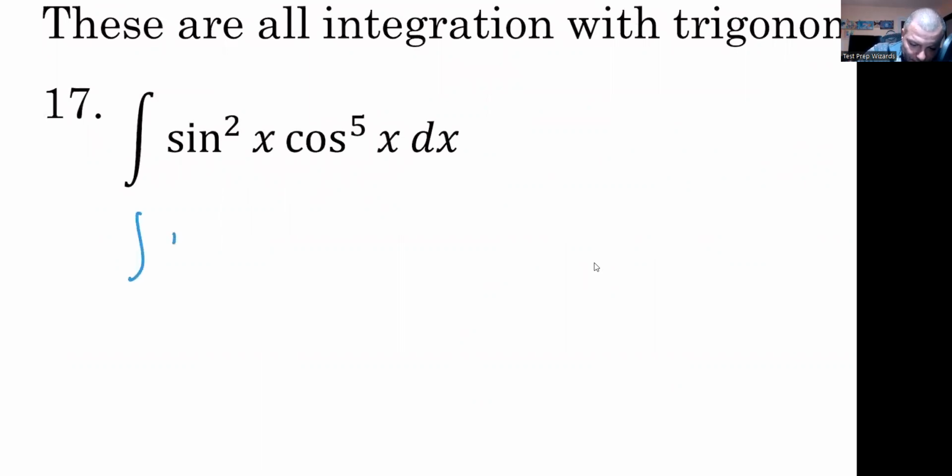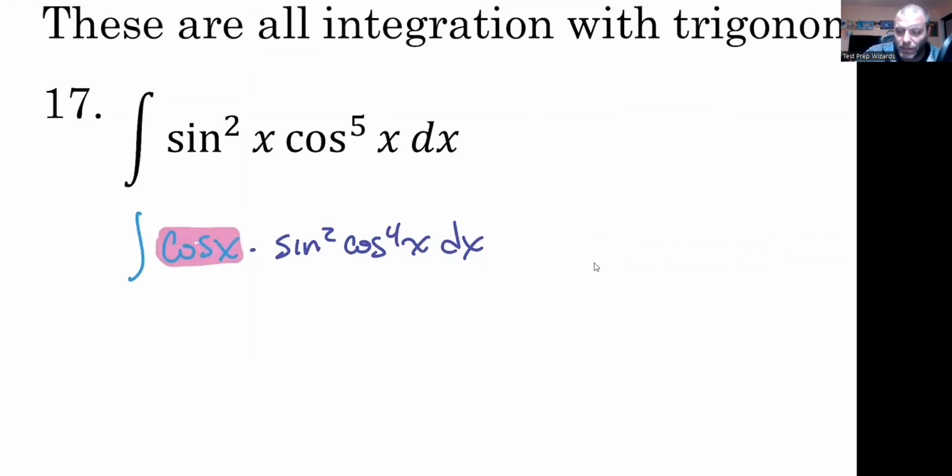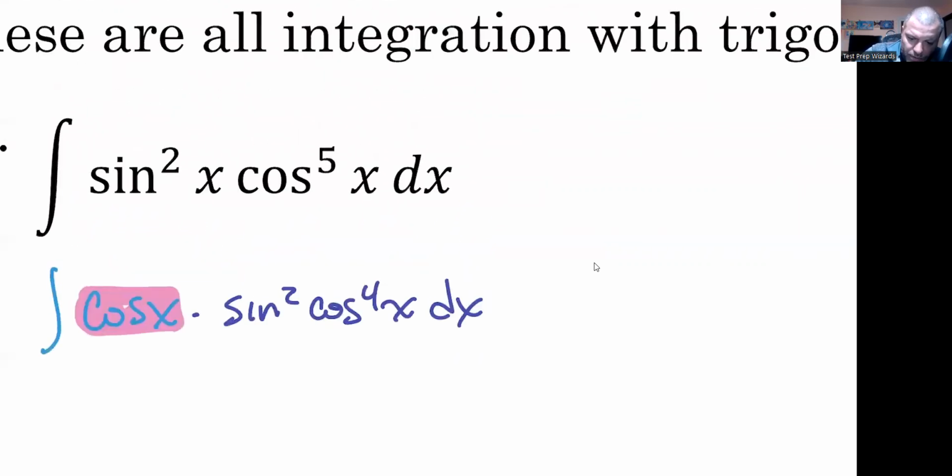So we want to rewrite this as cosine of x times sine squared of x cosine to the fourth power of x dx. Right, so we know that this cosine of x is the derivative of sine. Right, so we want to have a u substitution that involves sine. So if we look at cosine, we know that cosine squared of x is 1 minus sine squared of x.